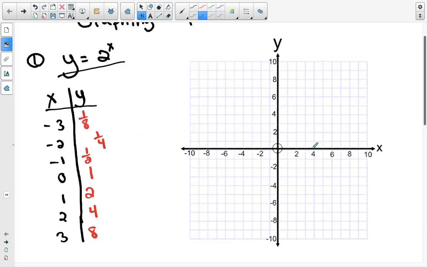Okay, so 3, 8 is right there, 2, 4 is right here, 1, 2, 0, 1, -1, 1/2, and then -2, 1/4, and -3, 1/8.